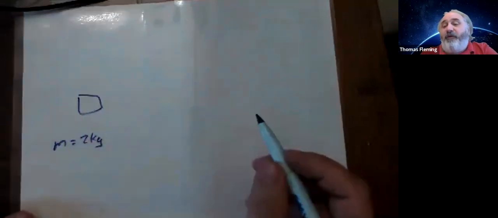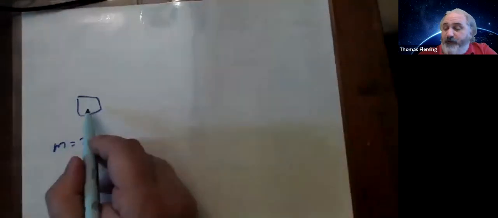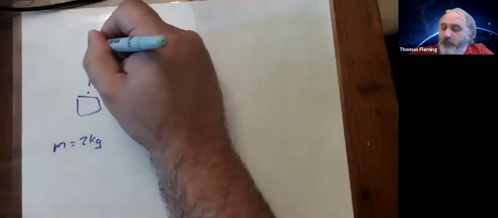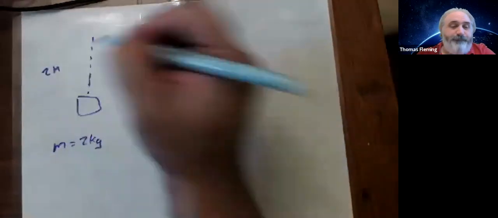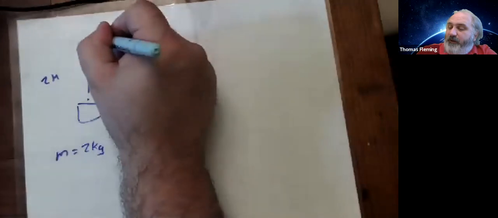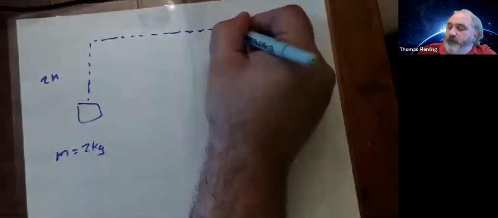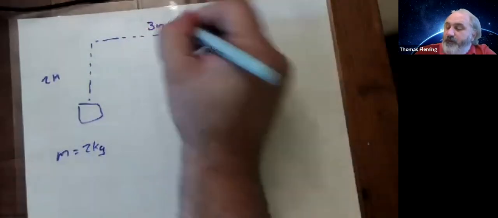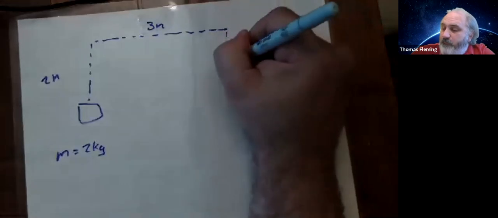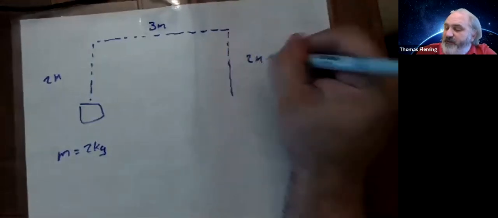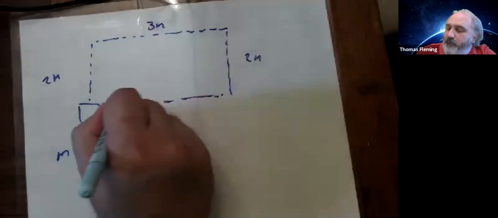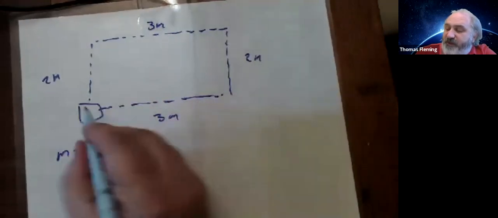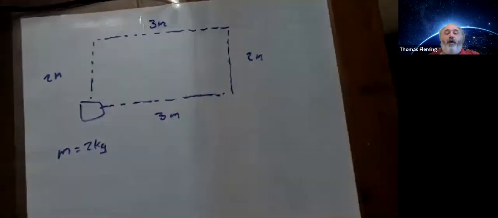I'm going to take that object on a little trip. It's going to start right here. I'm going to lift it up 2 meters. Then I'm going to go sideways 3 meters. Then I'm going to drop it back down 2 meters. And then I'm going to go back 3 meters. So I'm taking it on a little trip clockwise around that rectangular path.